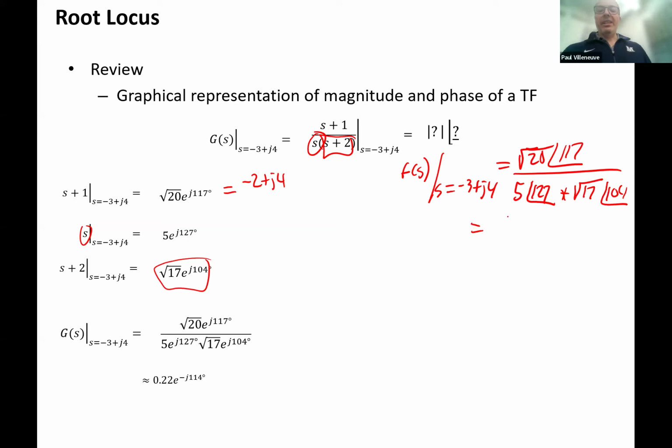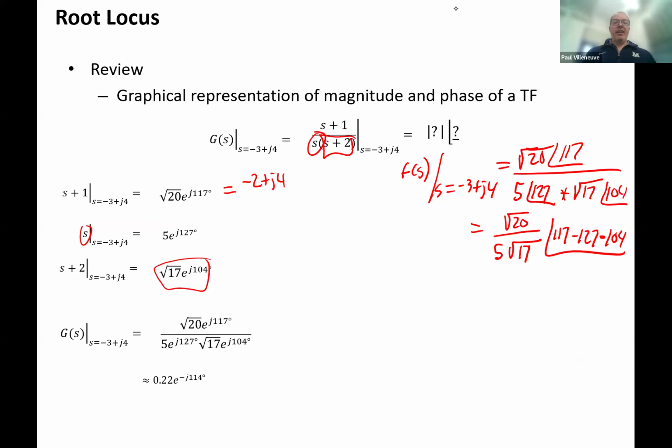And if I do my complex math, I end up with square root of 20 over 5 times the square root of 17 at an angle of 117 minus 127 minus 104, right? So if I divide by multiple numbers, I just keep subtracting. That should equal 0.22 at an angle of minus 114. Let's check that. Let's go back to MATLAB.